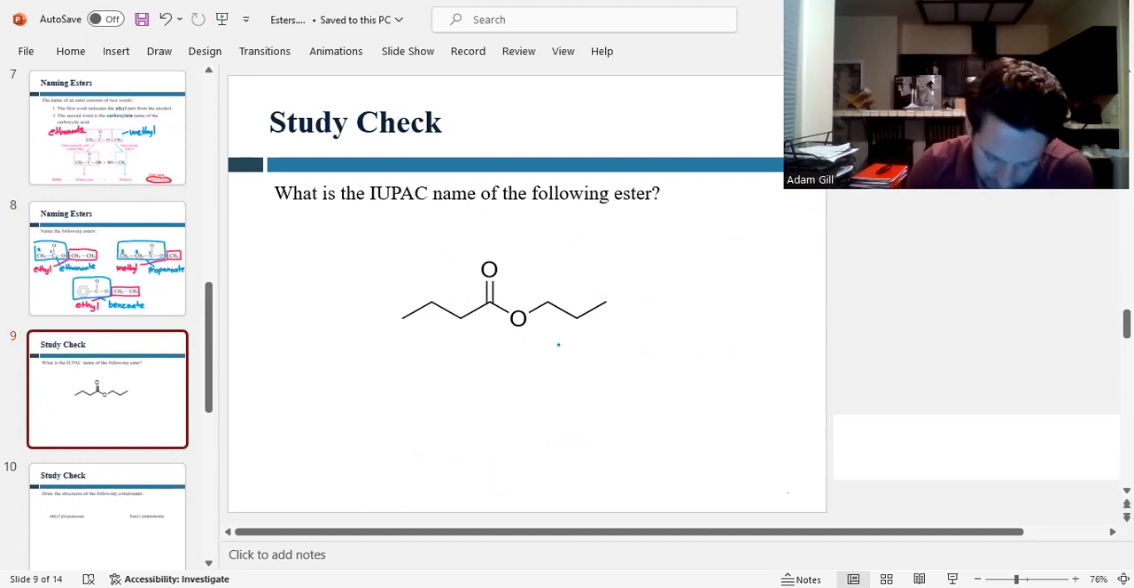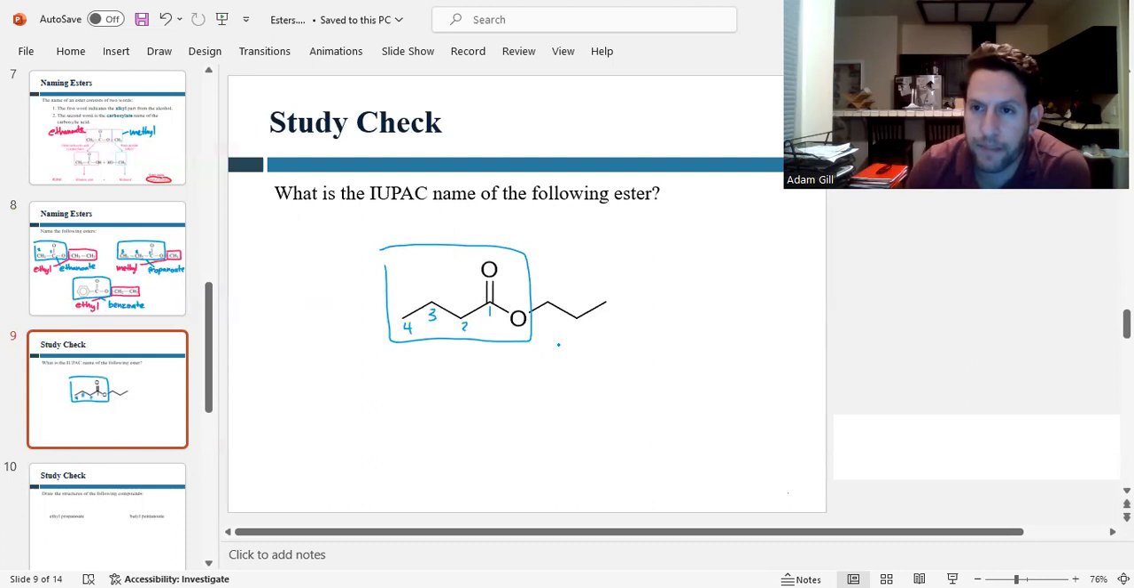So same process. We want to look at the carboxylate here. And it looks like there are 1, 2, 3, 4 carbons in that chain. So 4 carbons is bute. So this would be butanoate. We're naming it like it's the carboxylate.